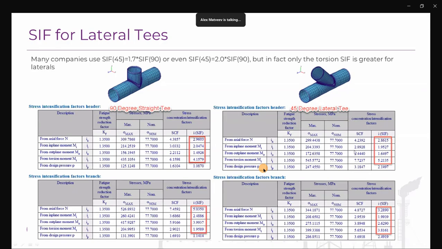intensification factors for the lateral T are lower than the stress intensification factors for the straight T. You see, this is 5.0, and here you see 3.2. So it's lower than for straight T. And the same with all other stress intensification factors except the torsional moment stress intensification factor. It is the only factor which is greater for the lateral T. So this approach is too conservative.